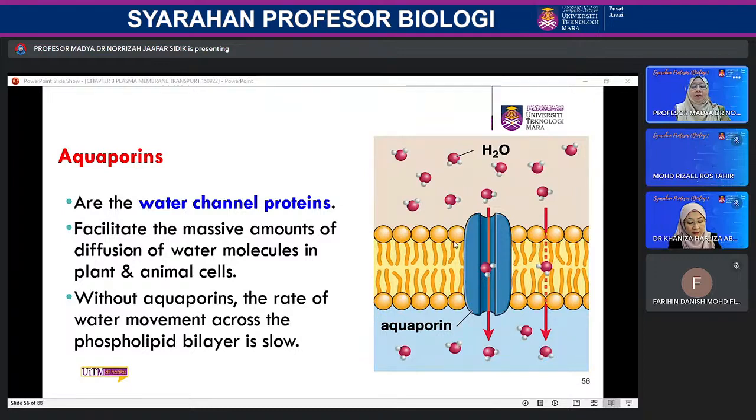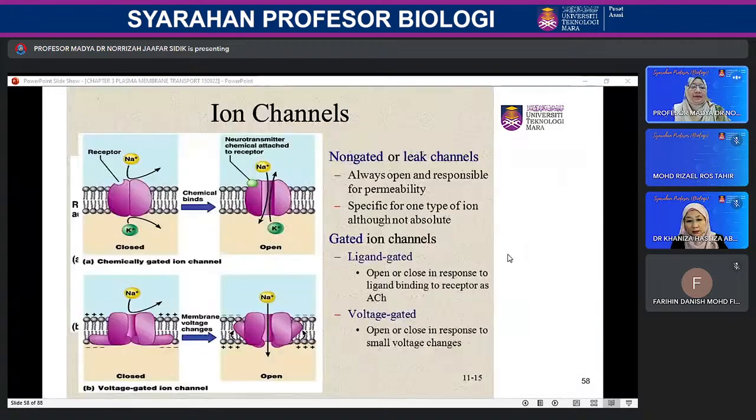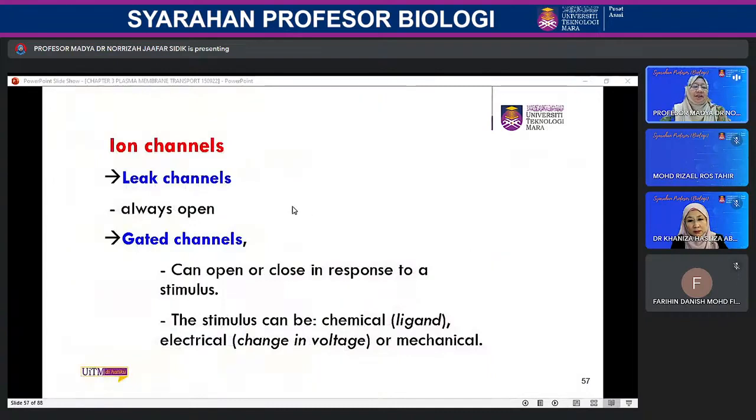Okay, so if there are no aquaporins, what happens? The rate of water movement across the phospholipid bilayer might be very, very slow. Very, very slow. So we must have aquaporins. Yeah.